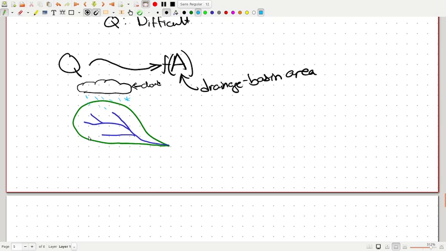So, in any case, we have a cloud precipitating on the watershed, and therefore we might just say that there is going to be some sort of generic relationship where the discharge Q out of the watershed could be related to the precipitation P going into the watershed.